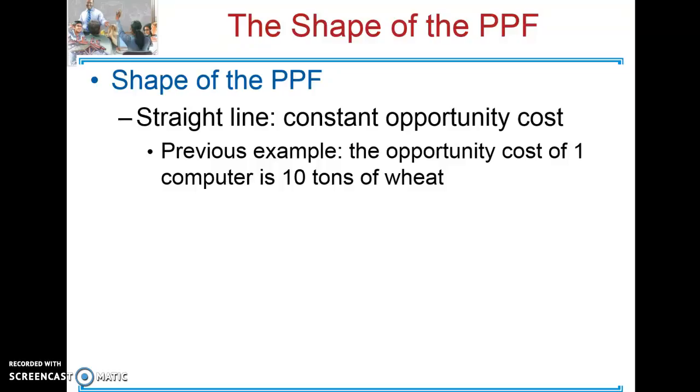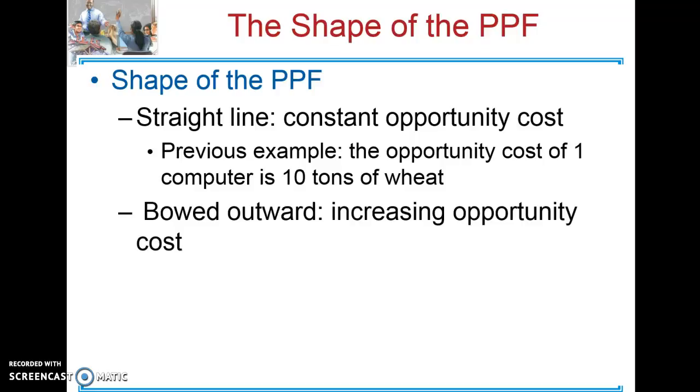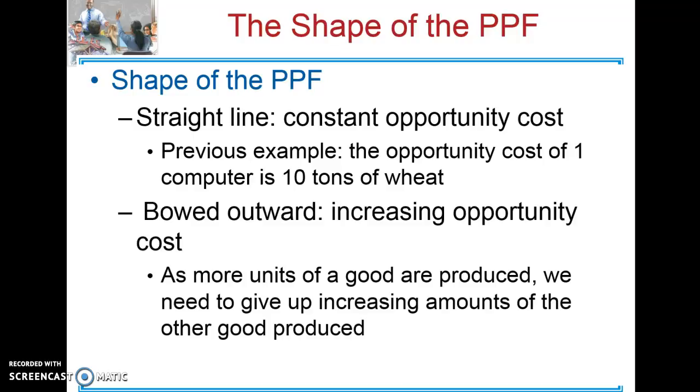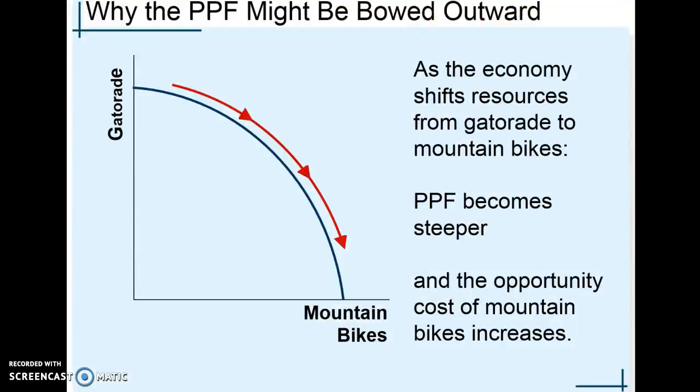What about the shape of the PPF? If the PPF is a straight line, the opportunity cost is constant. So in our previous example, the opportunity cost of one computer is 10 tons of wheat. But what happens if the PPF is bowed outward? That represents increasing opportunity costs. So in other words, as more units of a good are produced, we need to give up increasing amounts of the other good that's produced.